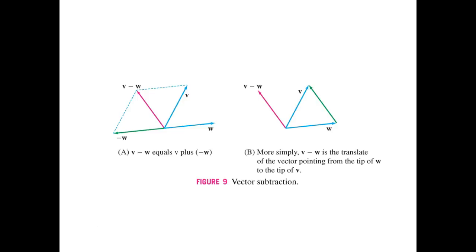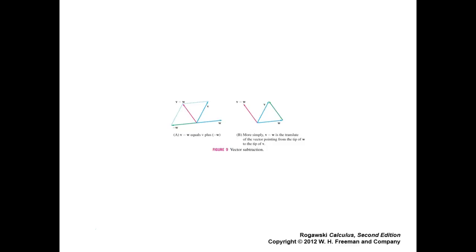Now, somewhere here, they mention in the text scalar multiplication. Let's do a little verbiage first. What do we mean by scalar? It's a number. No direction, nothing, just a number. Basically a magnitude.